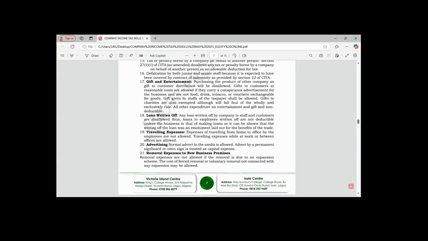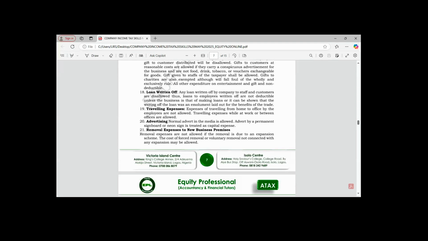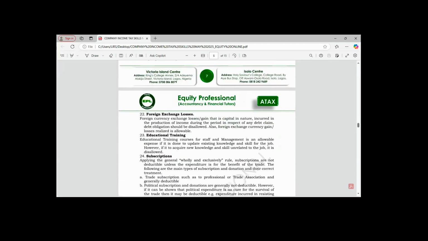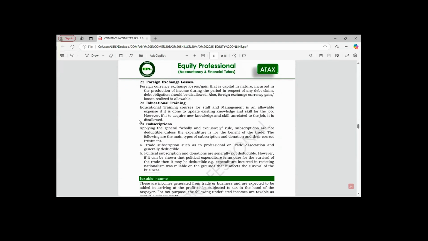Then removal expenses to new business premises. Removal expenses are not allowed if the removal is due to an expansion scheme. So if you want to remove a certain item as a result of expansion or enlargement, it will also be disallowed.